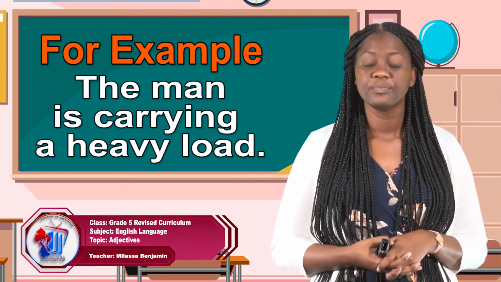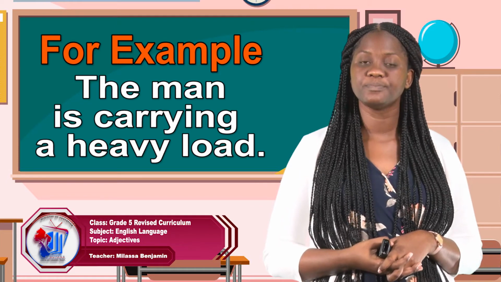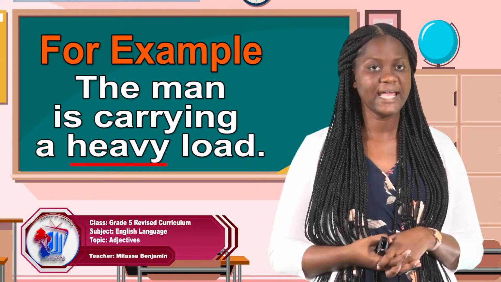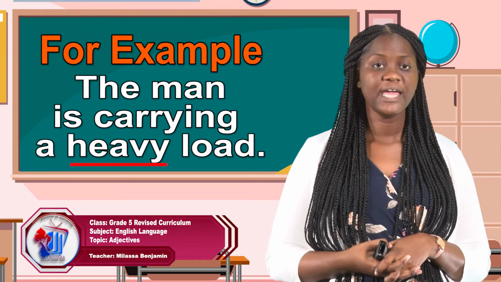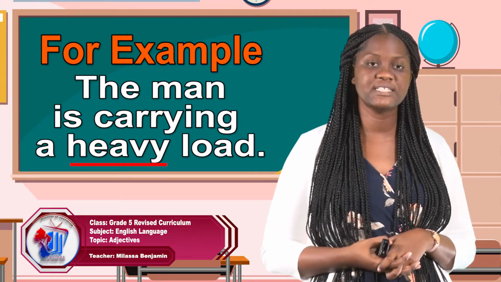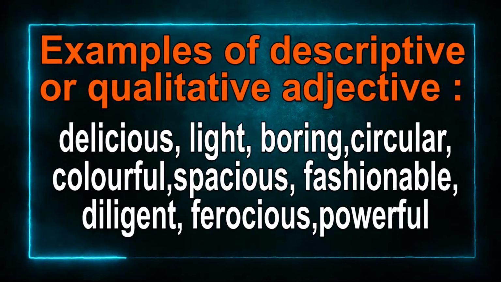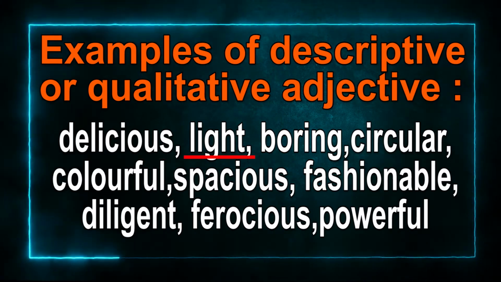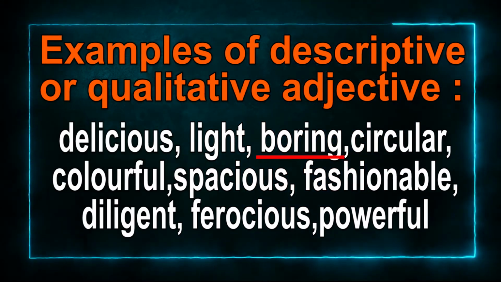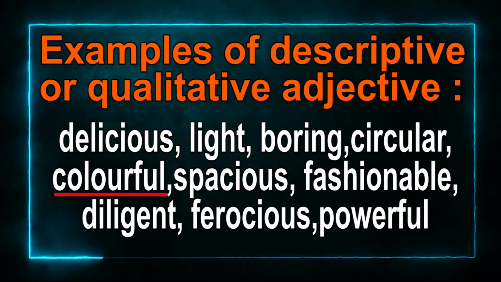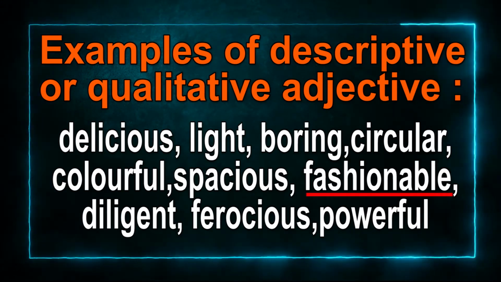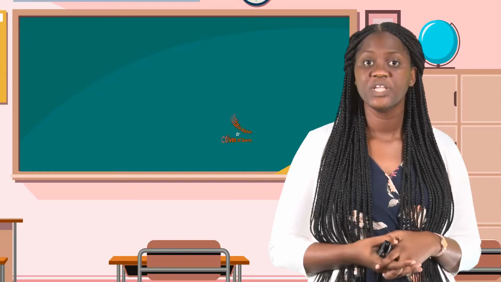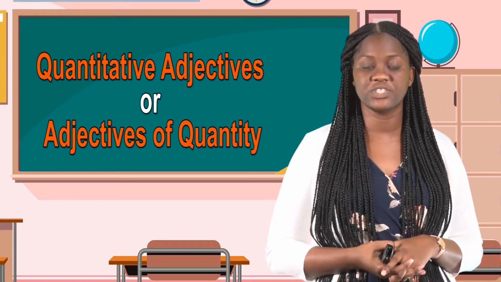Lastly, the man is carrying a heavy load. Which word tells us more about the noun load? Yes, the modifier heavy is a descriptive or qualitative adjective. Other examples of descriptive adjectives might include delicious, light, boring, circular, colorful, spacious, fashionable, diligent, ferocious, and powerful. Let's move on to another type of adjective.